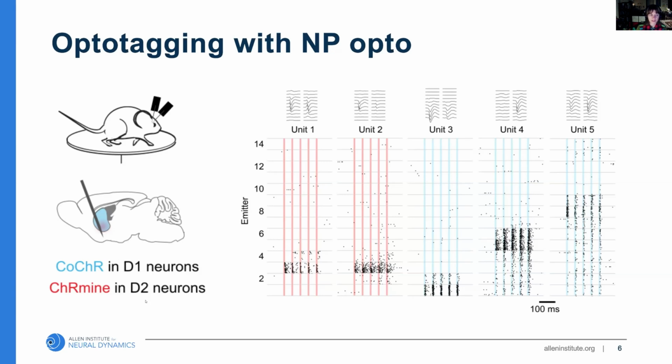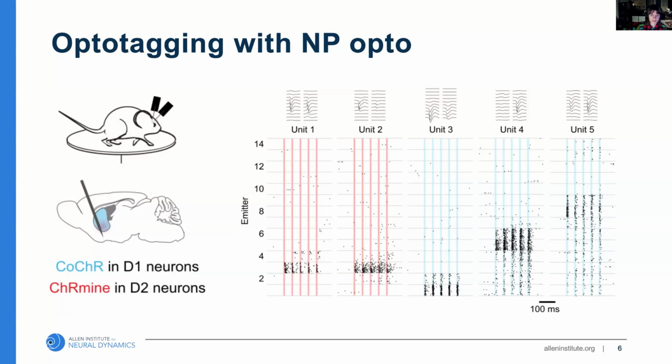In this case, the D1 and D2 neurons are largely non-overlapping populations of neurons within dorsal striatum. So we are tagging two relatively unique cell type populations simultaneously using the Neuropixels Opto, given the fact that it has these two different color light emission sites. And here you can see a couple of units that we managed to pull from this experiment.